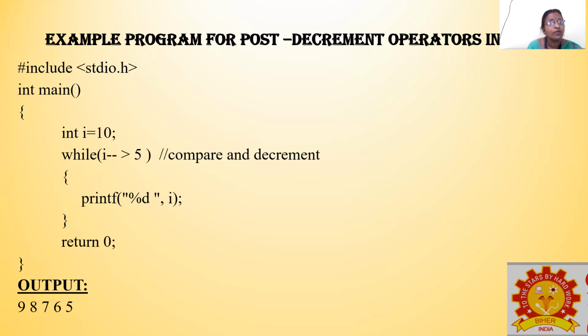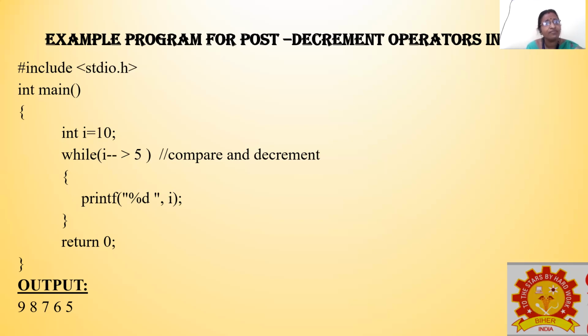Yes, go to the while loop. Now the current value of I is 5. Now do the comparison operation. 5 is not greater than 5. Yes, the condition is not satisfied. Yes, you are coming out of the while loop. So what will be the I value here? I value is 9, 8, 7, 6, 5.